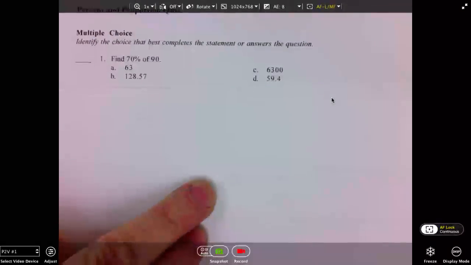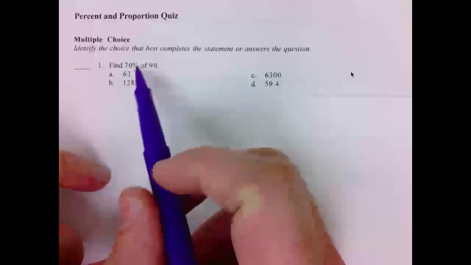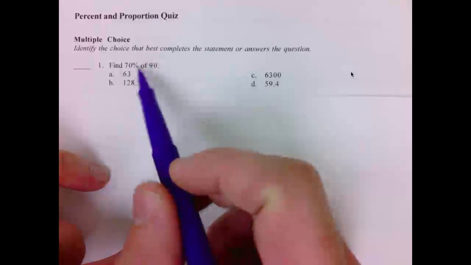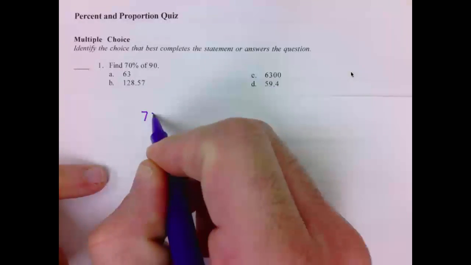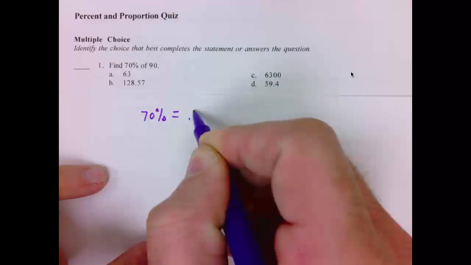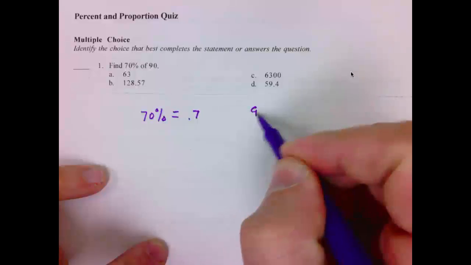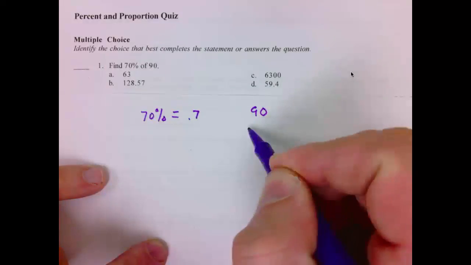In this video, we will be grading your percent and proportion quiz. Number 1 says find 70% of 90. Well, hopefully by now we know if we have the whole and we have the percent, we can do a simple multiplication. We know that 70% is equal to 0.70. I don't need this extra zero. So I will simply take 90 times 0.7.